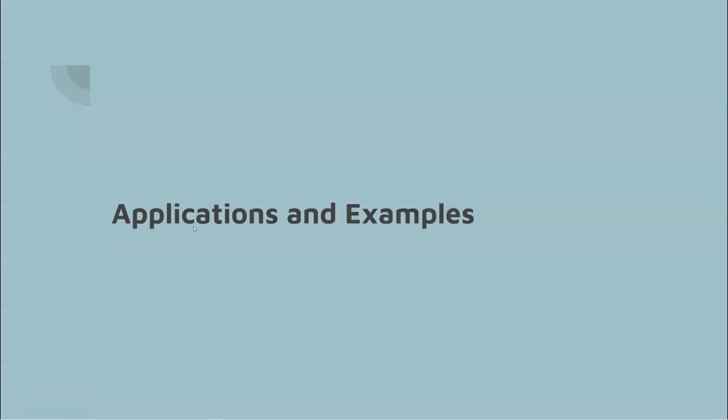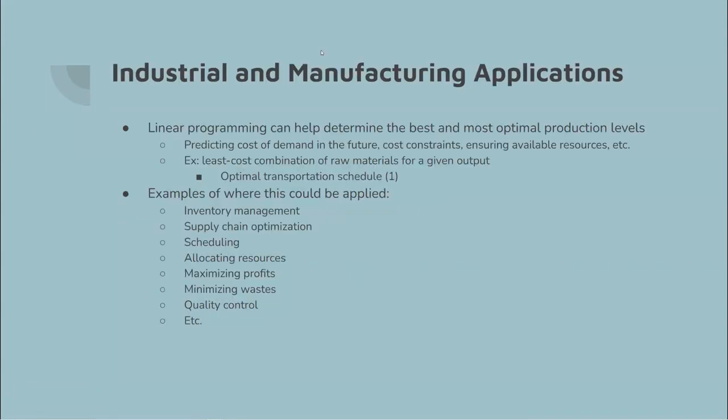Hi, my name is Kelly, and I'm going to be going over some applications and examples of linear programming. So in industrial and manufacturing applications, here are some examples of linear programming. Linear programming can basically help determine the best and most optimal production levels and can consider factors like available resources, production capacities, demand forecasts, and cost constraints.